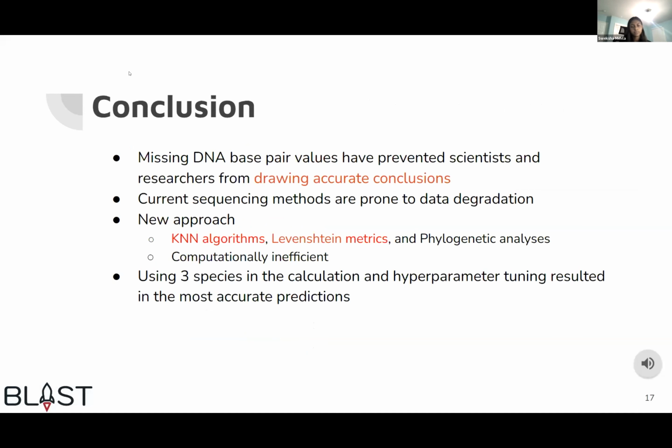In many experimental analyses and studies, missing DNA base pair values have prevented scientists and researchers from drawing accurate conclusions and results. Current imputation methods are prone to data degradation and are thus unreliable. A new approach based on KNN algorithms, Levenshtein metrics, and phylogenetic analysis of similar species can impute missing real-world data values while maintaining high accuracy. Instead of implementing pre-existing algorithms, this new method for DNA imputation can significantly contribute to the systematic evaluation of many genomes. Our results have shown that using 3 species in the KNN calculation, punishing insertions and deletions, and pruning k-neighbors resulted in the most accurate predictions.